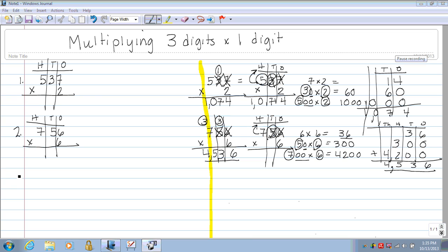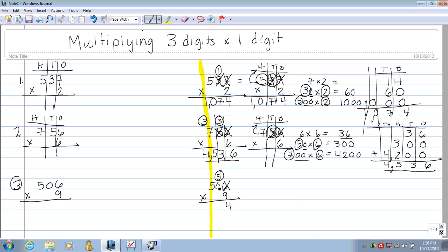Let's try another example. We have 506 times 9. I multiply 9 times 6, and I know because I study my math facts every night, it is 54. Put my 4, regroup my 5, cross out my 6.